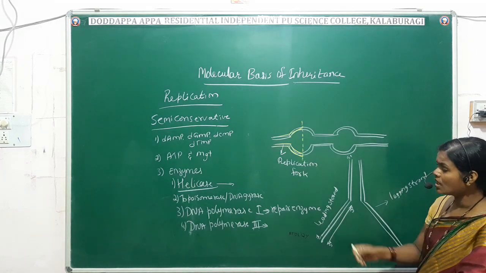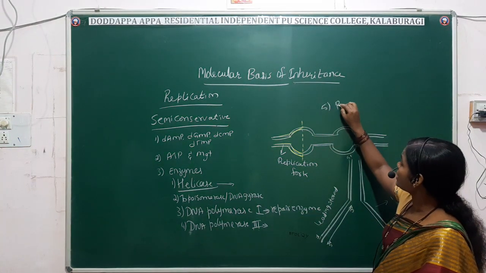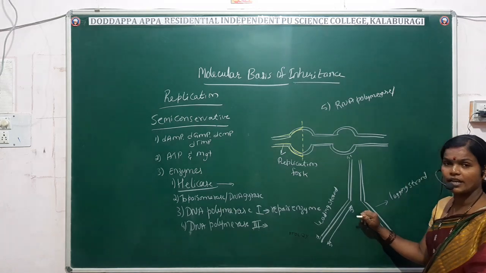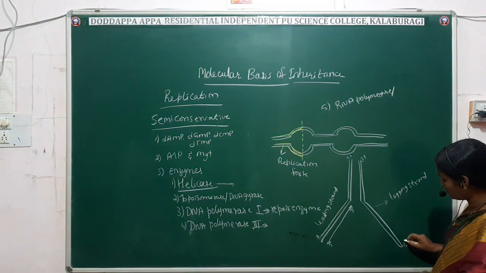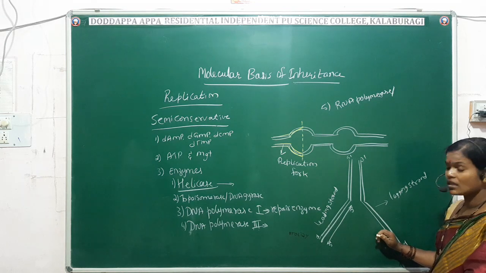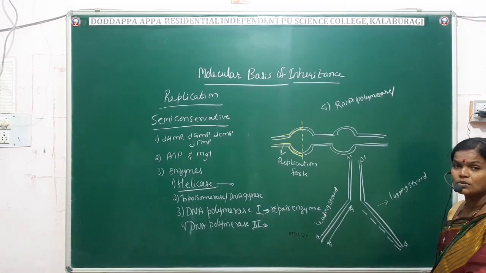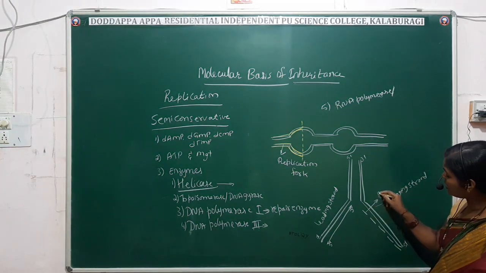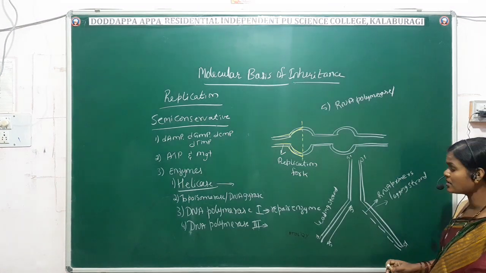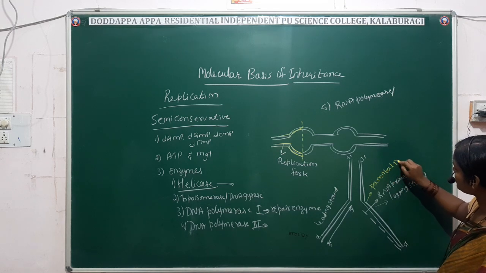Here one more enzyme is there, that is called RNA polymerase. The fifth enzyme name is RNA polymerase. So this RNA polymerase, what will it do? It will utilize the other strand of parental DNA and synthesize small RNA fragments. These are called RNA primers. How have these RNA primers been formed? Using the parental DNA. This parental DNA is utilized by the enzyme.